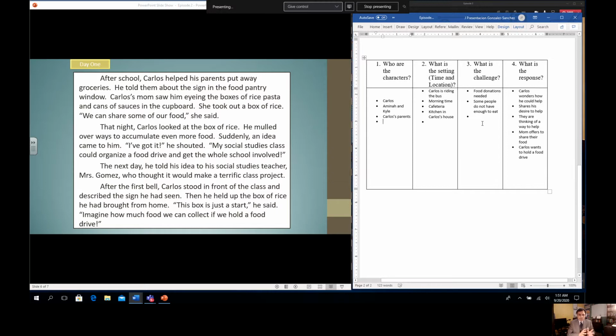So there are no new characters in that paragraph. Is there a new setting? Yes, and the new setting is the classroom. He stood in front of the class. So just write that down. Classroom. Is there a new challenge? And the answer is no.